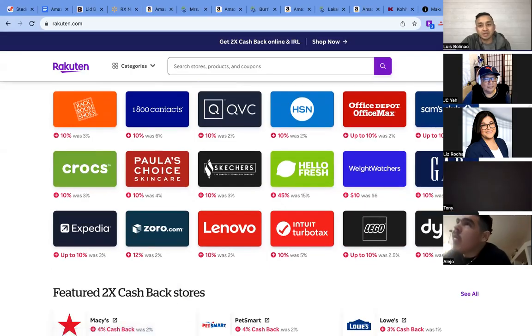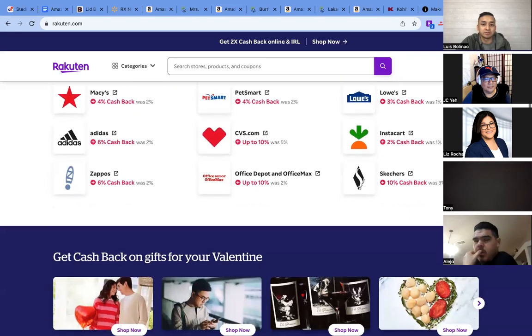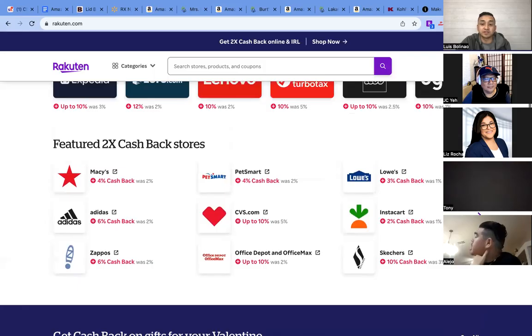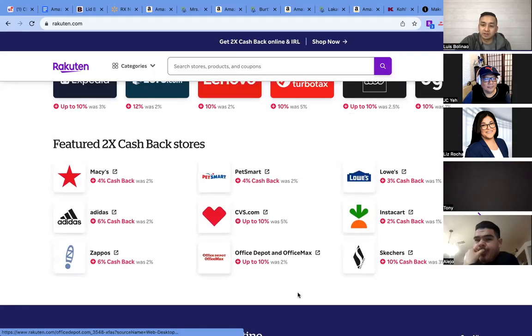Office Depot, Skechers, Crocs, Dyson, Lego. And you can also go to physical stores if you want to, right? And they're all free. You just walk in the store and look for products.